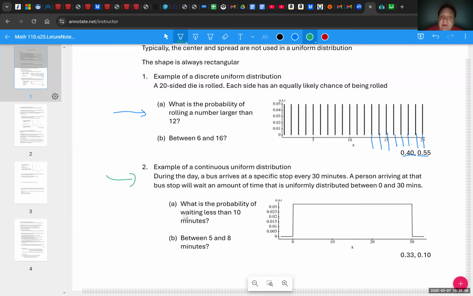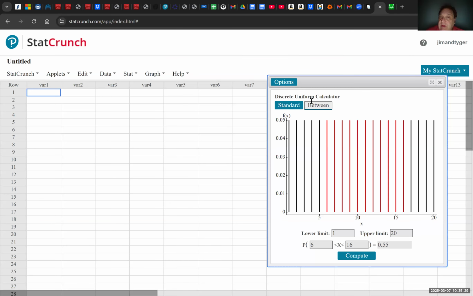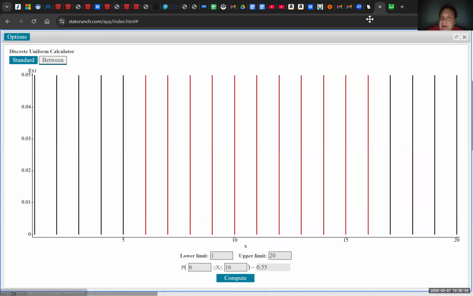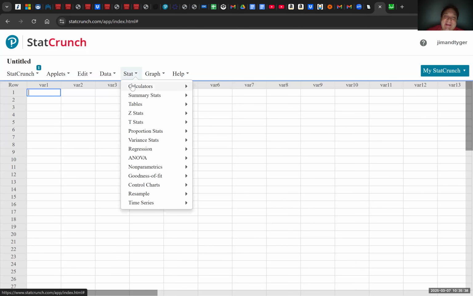All right, so we're going to try to use StatCrunch to find the probability of waiting less than 10 minutes. Visually, less than 10 minutes would be anywhere from 10 down to 0. And we could literally just add up these probabilities here to find it. But again, let's go to StatCrunch. Now, this is a discrete uniform calculator, so I'm going to expand it and then hide it. And then I'm going to go to Stat and Calculators.